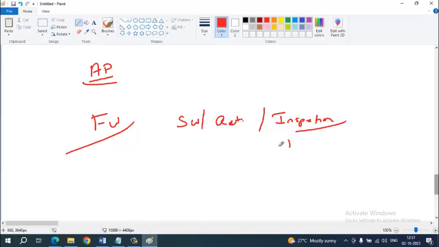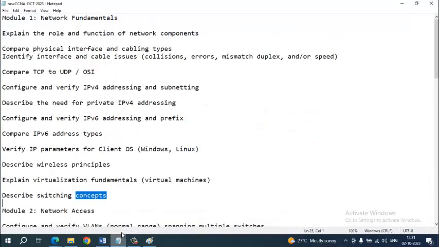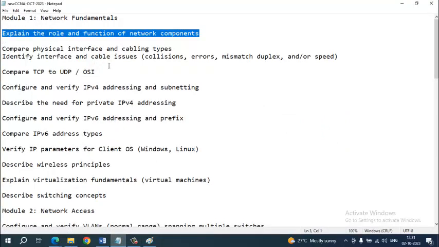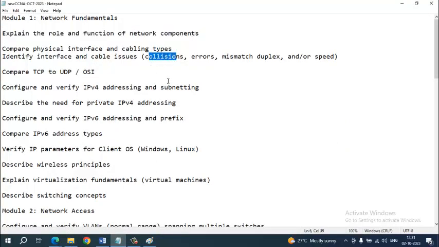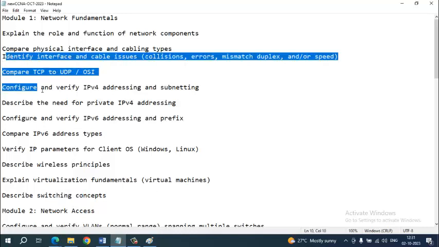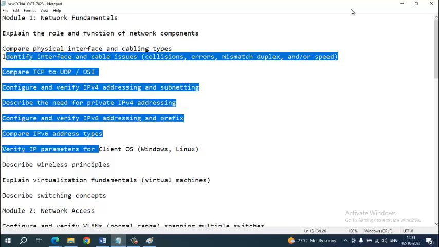What we have covered today is this one completely, and some portion of this one, some of the switching concepts, and so on. In our next class, we'll continue talking about these things. All right. So let us stop here. Do you have any questions?